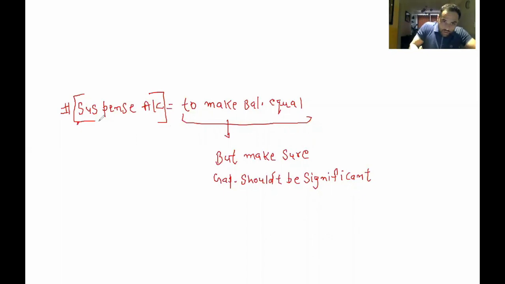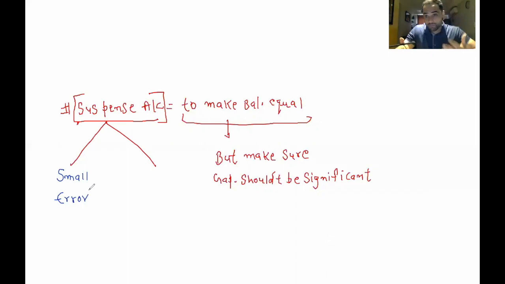There are two reasons to prepare suspense accounts. The first reason is a small error. I give an example, $1. Maybe when we are recording some transaction, we skip or miss some information or a transaction which has a $1 impact. We made a mistake. Again, suspense for small amounts.